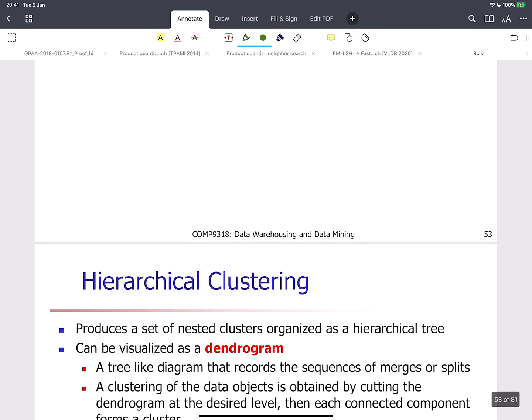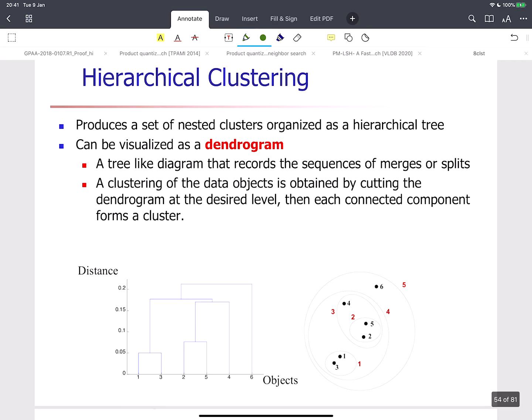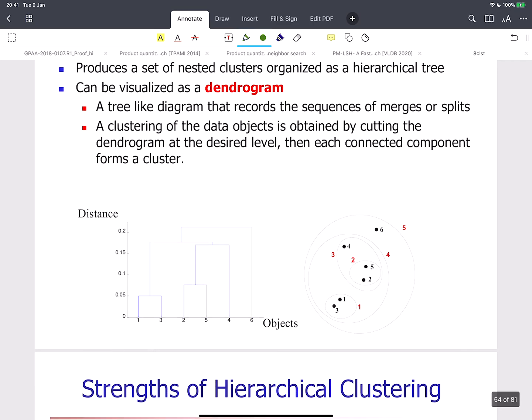Okay, now we are ready to move on to the next paradigm of clustering algorithms called hierarchical clustering. The general idea of hierarchical clustering is to group objects into a hierarchy of clusters. This immediately removes the problem of having to choose a k. The result will be a so-called dendrogram, usually drawn like this.